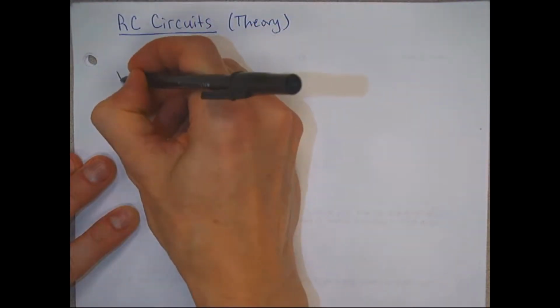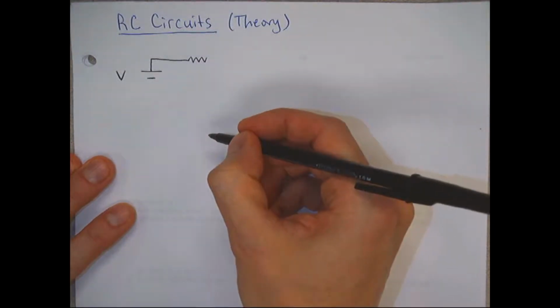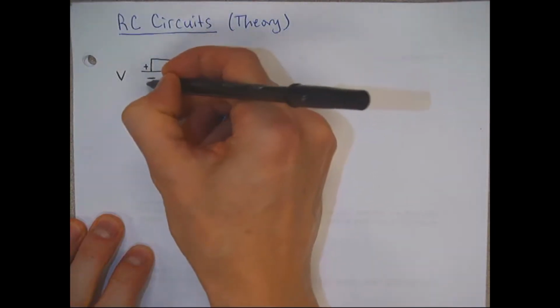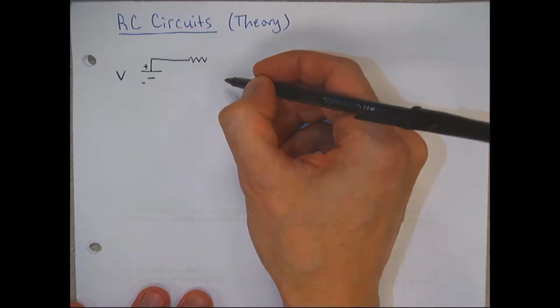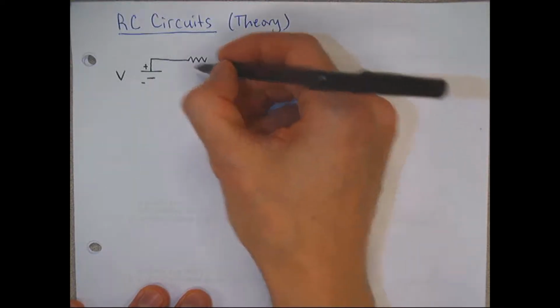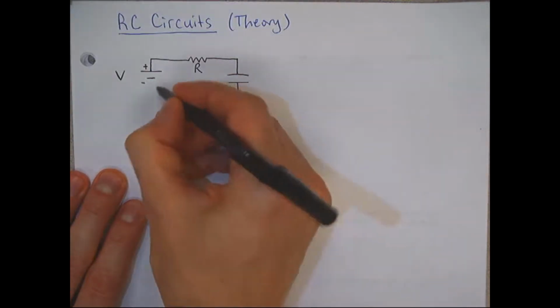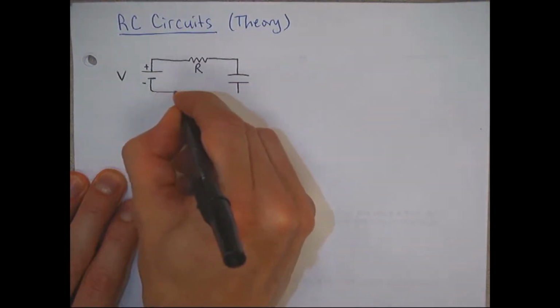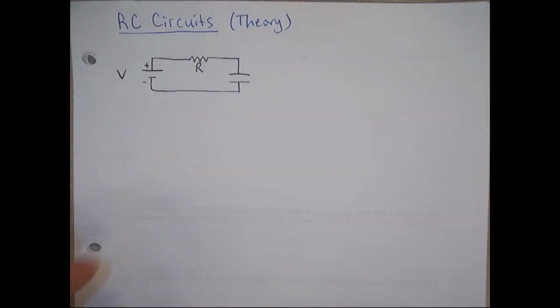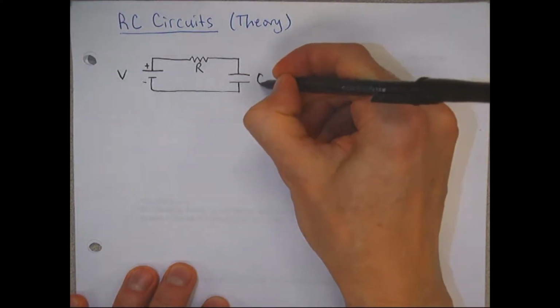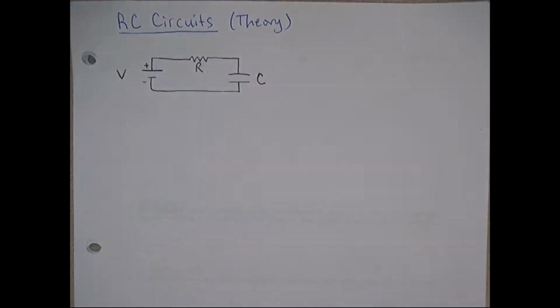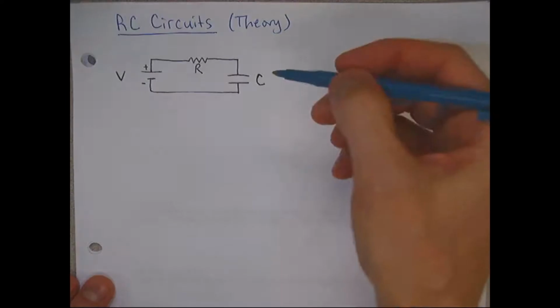So we'll have our voltage source here, V, a resistor, and a capacitor, hence the name RC circuit. We will study the RC circuit when they are wired in series. When they are wired in parallel, the circuit becomes much simpler and less interesting. You can think about that on your own.